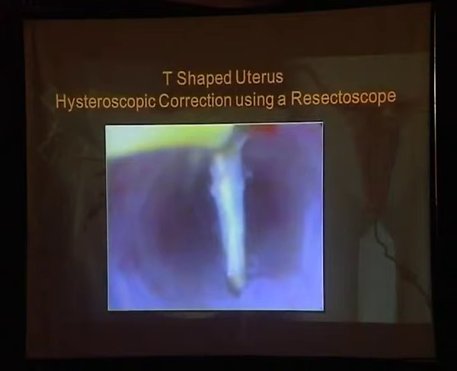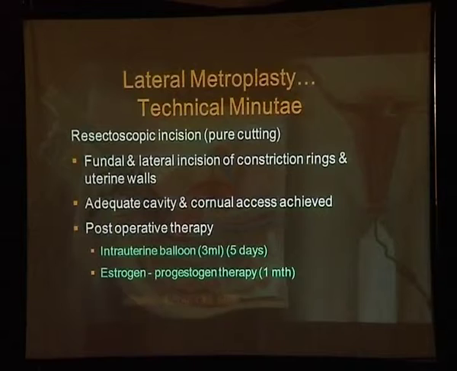This is the technique used under resectoscope guidance. Already Dr. Korean has covered this, with incision of the lateral walls and thickening of the fundus. You have to make the incision to make the uterus wide. This is called lateral metroplasty to make the uterus wide. Resectoscope incision, pure cutting, fundal lateral incision of the constriction rings and uterine walls. Adequate cavity and cornual access achieved.